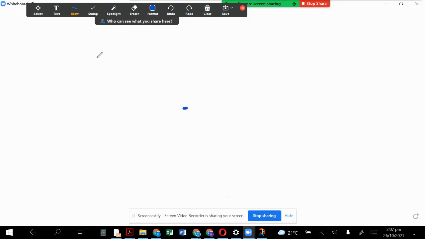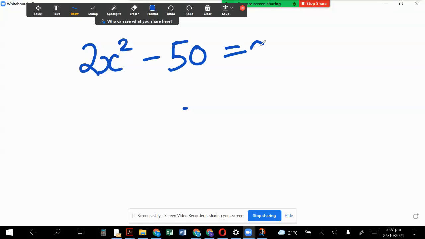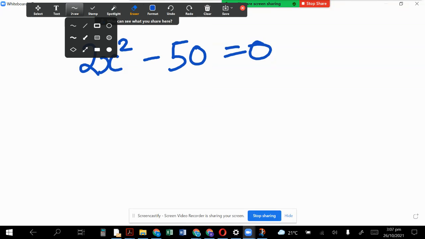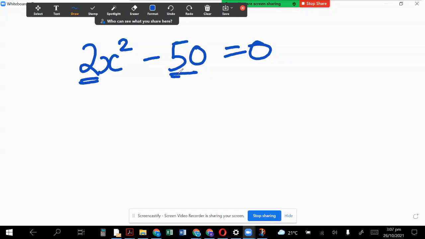2x squared minus 50 equals 0. The first thing I can see is a common 2 that can go into each term. So I take out the common 2 that can divide. I want to get x squared on its own because it's easier to factorize. So I take out the 2 and I'm left with x squared. I have to divide the 50 by 2 as well, and it becomes 25.